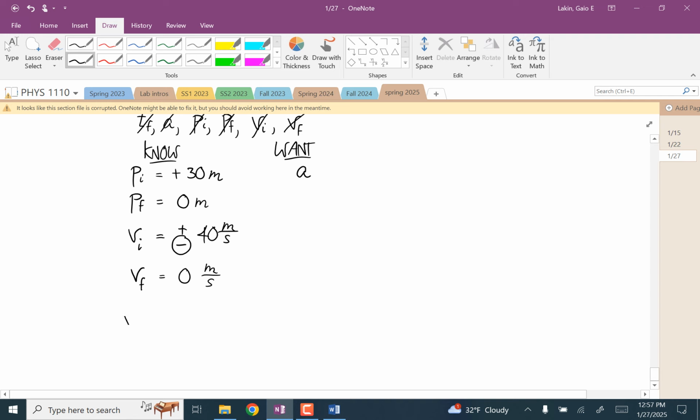So the first possibility is V final is equal to V initial plus A times time final. Well, it does have A in it, so that's good. And now go through the other variables. V final, we know, so that's good. V initial, we know, that's good. A is what we want, but the problem is we don't know T final. Okay, so this one isn't going to work. It's not going to let us solve for A.